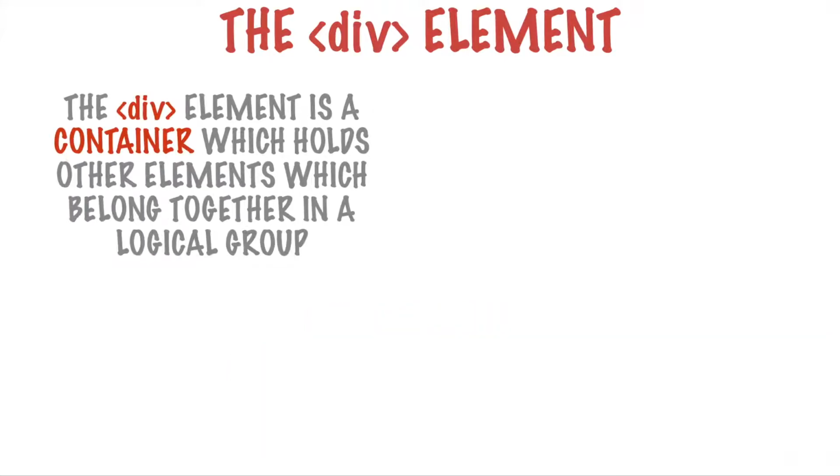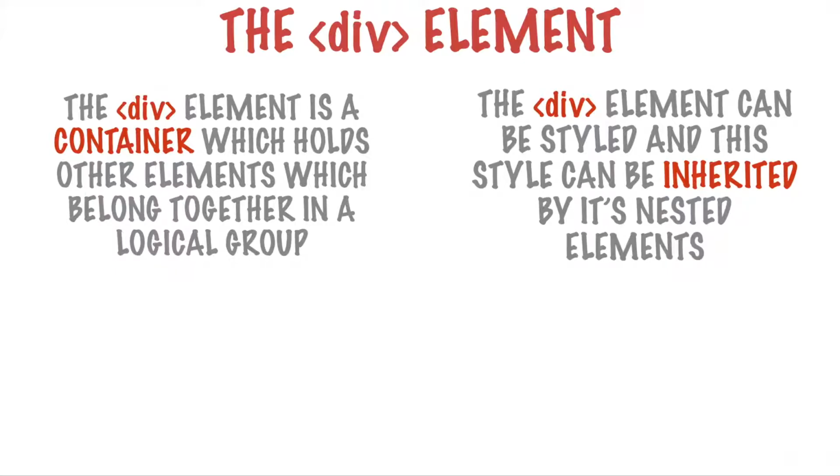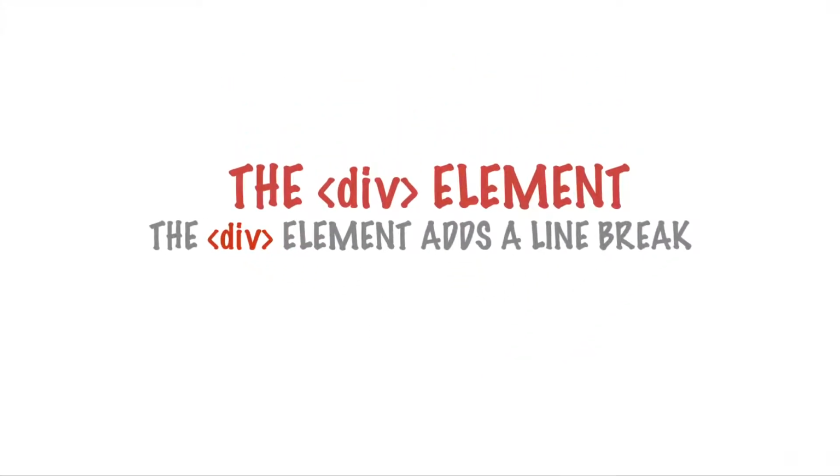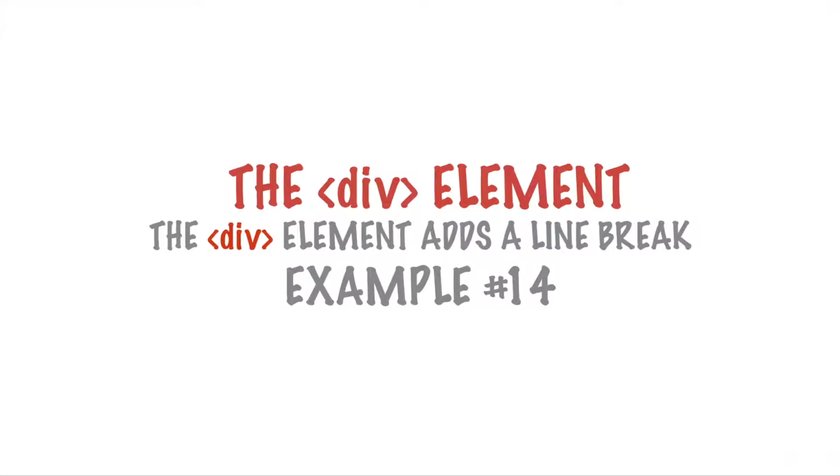The div element has no specific meaning of its own. It only serves as a container in which other elements can be placed if all of those elements together constitute a logical group. In this way, the div element can be styled, and that style can be inherited by its nested elements. There is one really important defining characteristic of the div element that you should keep in mind, which is that the div element adds a line break. In fact, this is such an important little point that there exists a corresponding element called the span element, which we'll talk about in a second, which does exactly the same thing as a div, except that it does not add a line break when it's inserted.